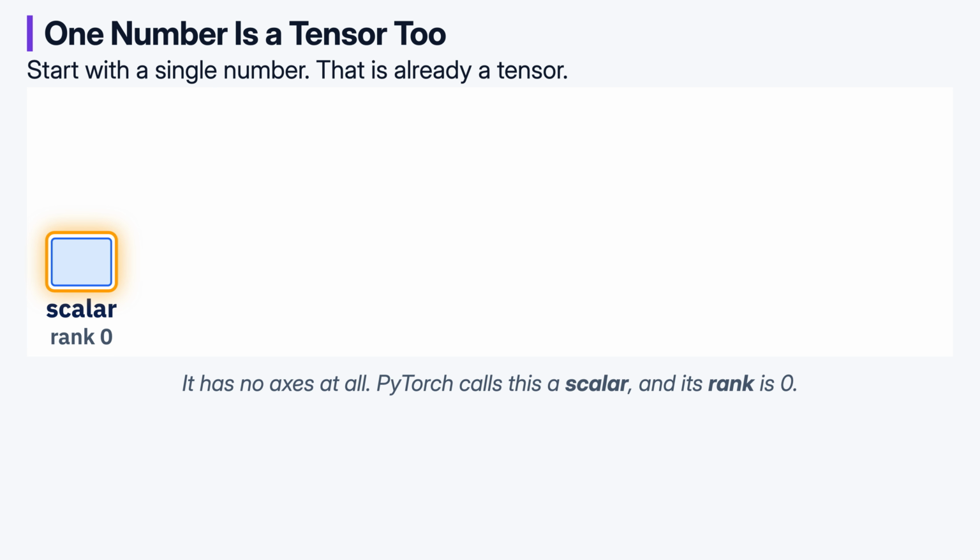Start with a single number all by itself. That's already a tensor. It has no axes at all. PyTorch calls this a scalar, and its rank is 0. Rank just means how many axes it has, and here that's none.